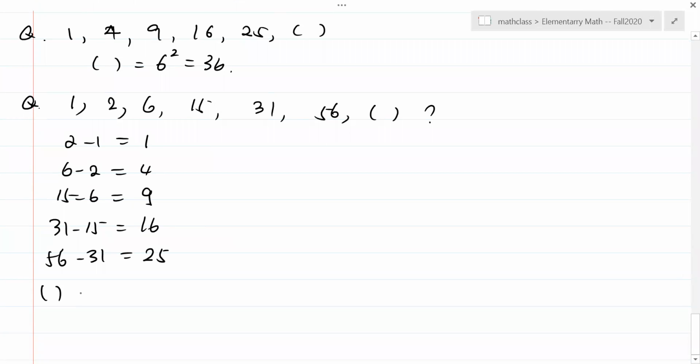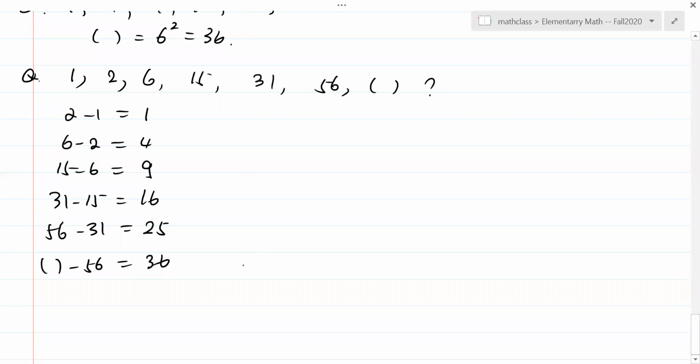And the next number minus 56 should be what? 36. That's what it did, right? So that number should be 36 plus 56, which is 92. Okay, just take the difference, then see how it looks.